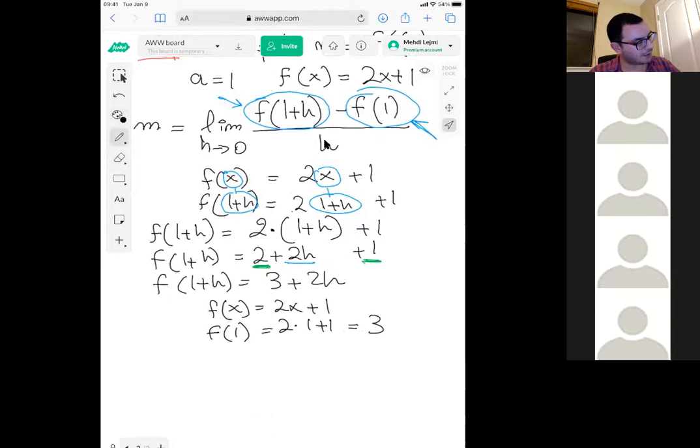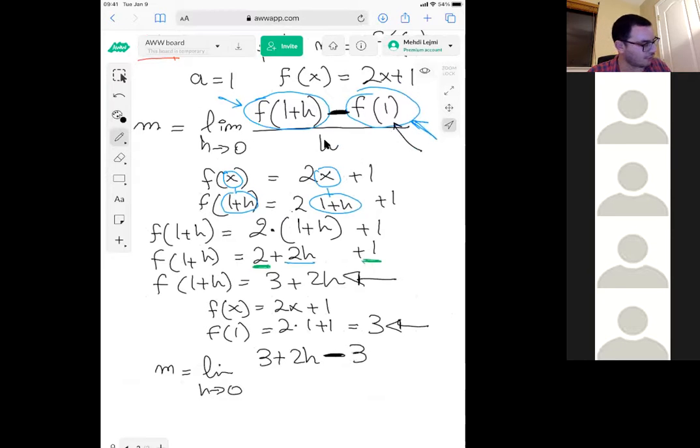So my m is limit h going to 0. So f of 1 plus h, that's supposed to be 3 plus 2h, right? So we have 3 plus 2h. And then we have this minus. So here's my minus. And then we have f of 1, right? F of 1, we said it's 3. So minus 3, right, over h.